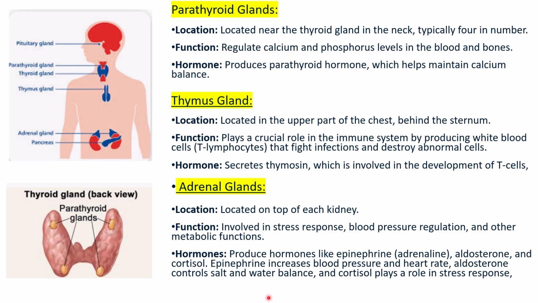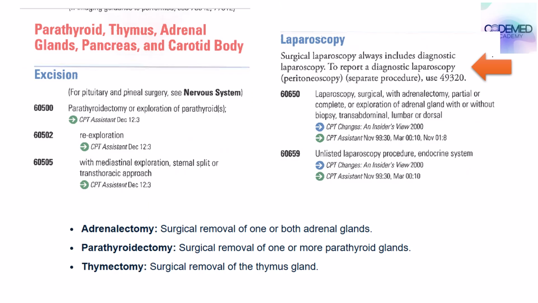Aldosterone controls the salt and water balance, and cortisol plays a role in stress response. So I have covered the gland with some important pointers about the hormone and the function, because that's a part of your anatomy syllabus. Mainly what we are going to see in this chapter is the various surgical procedures that are carried out on this particular organ, and they are mainly removal of this gland.